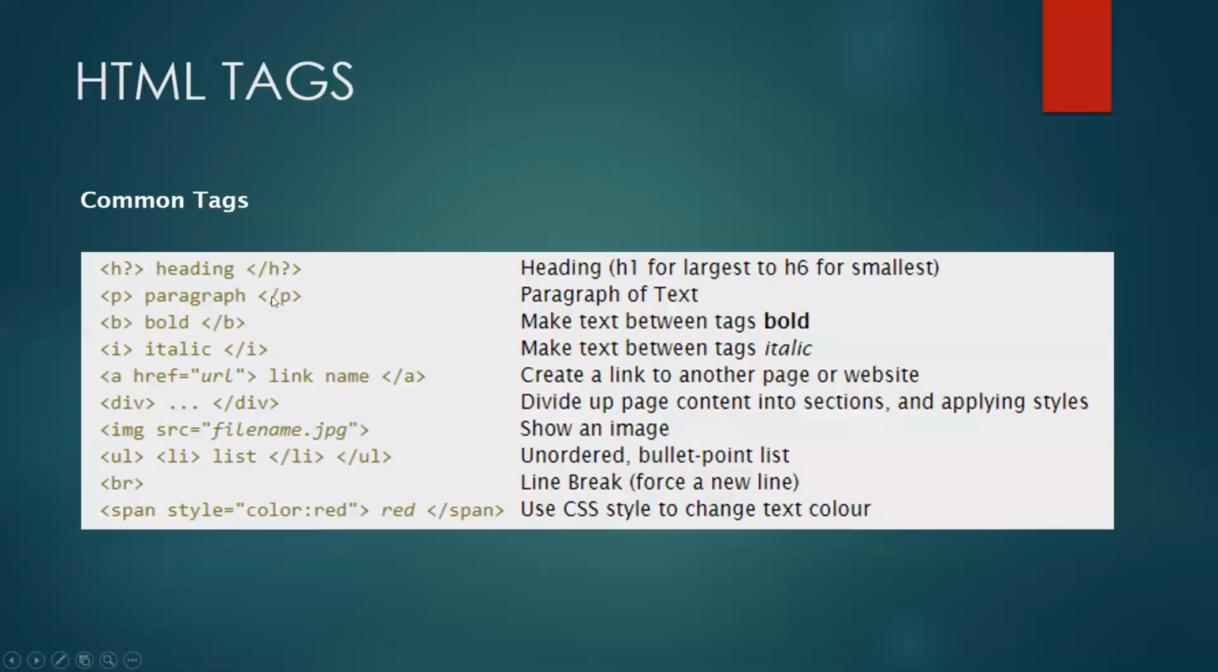Now, the paragraph tag will say that this is one paragraph. The B, meaning bold, will make your text bold. The I is italic. A href is the anchor tag. This will indicate that when you click, you will be redirected to another page.